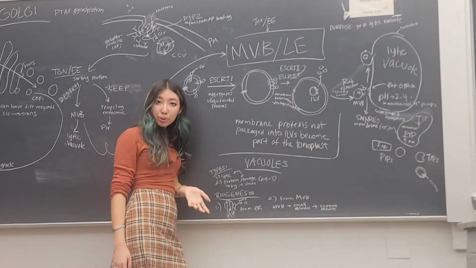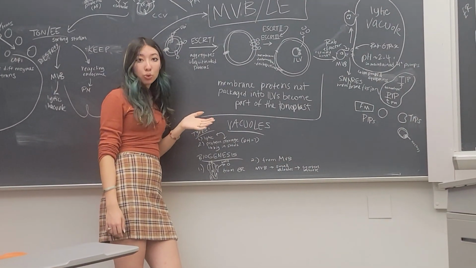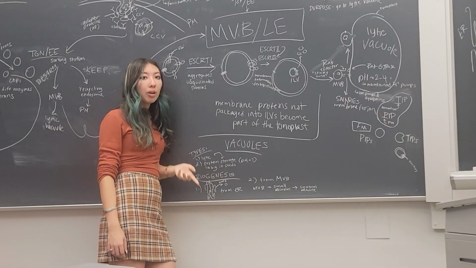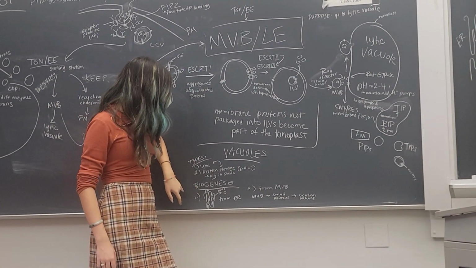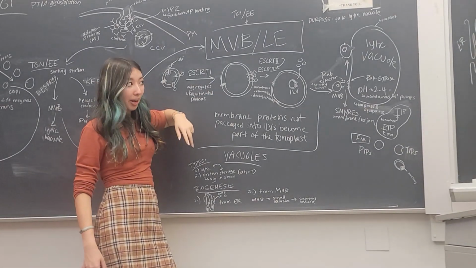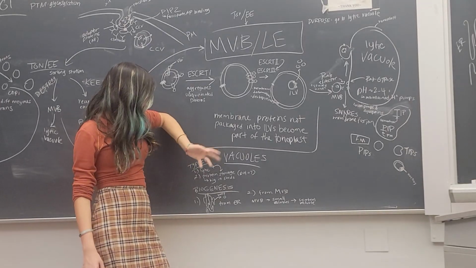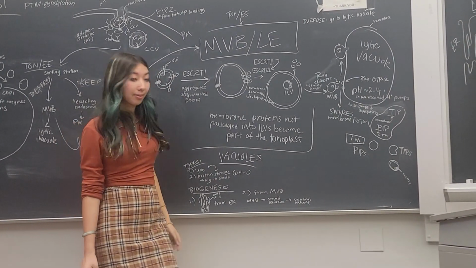You can also have a protein storage vacuole, which obviously you do not want a pH of like 2 if you're storing proteins, because that's not good for the protein. So that's going to have a neutral pH. And how do you make a vacuole? You have 2 ways. One is from the ER, which is a pattern we will see repeated, just like budding, or you can have them from MVBs. Fun facts.